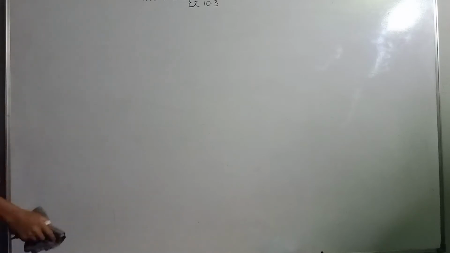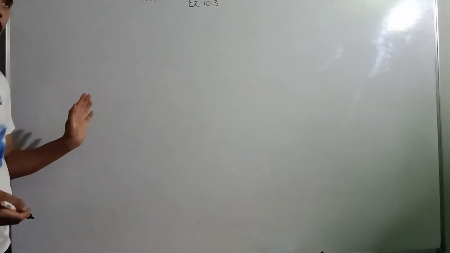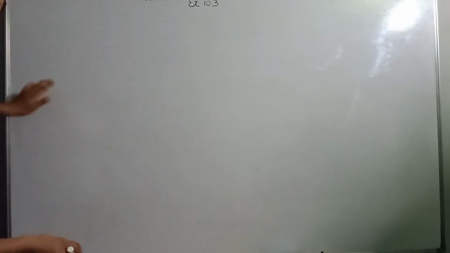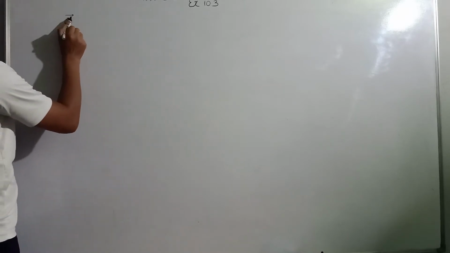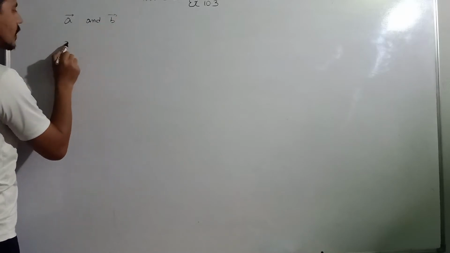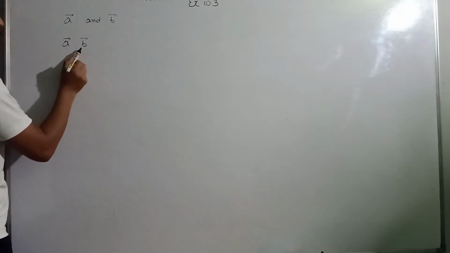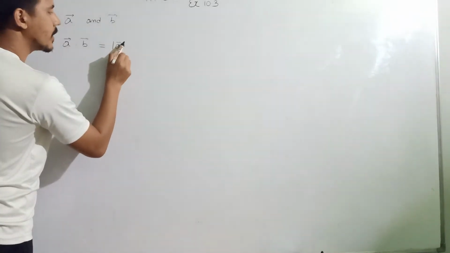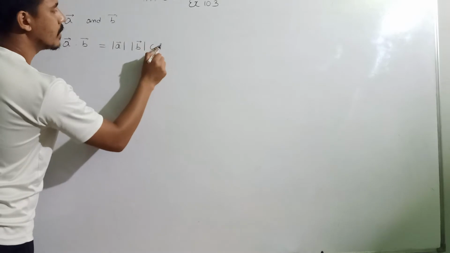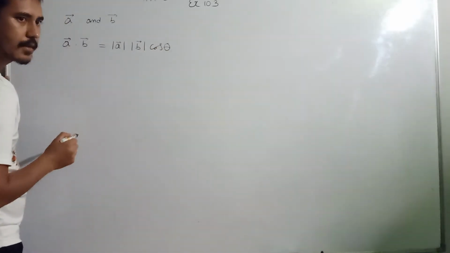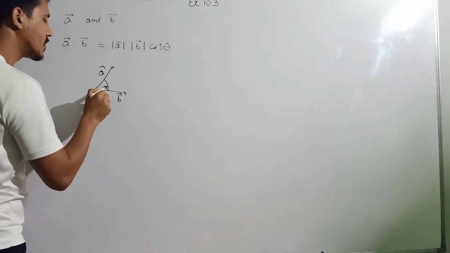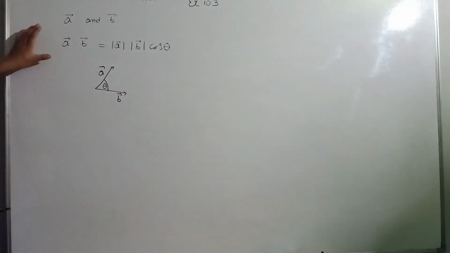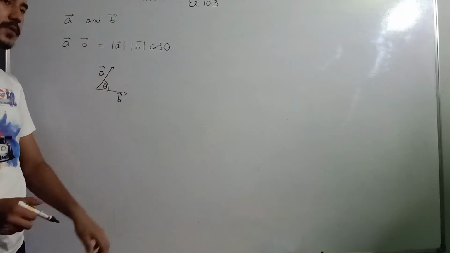There are two types of products in vector algebra. One is the scalar product, and one is known as the cross product. Cross product we will deal with later, so you just remember the dot product. Dot product of two vectors A and B is denoted by vector A dot vector B, and it is defined as magnitude of A times magnitude of B with the cosine of the angle between them. If this is your vector A, this is your vector B, and the angle between them is theta, then this is how it is defined. And from this dot product, we can also find the angle between those two vectors.